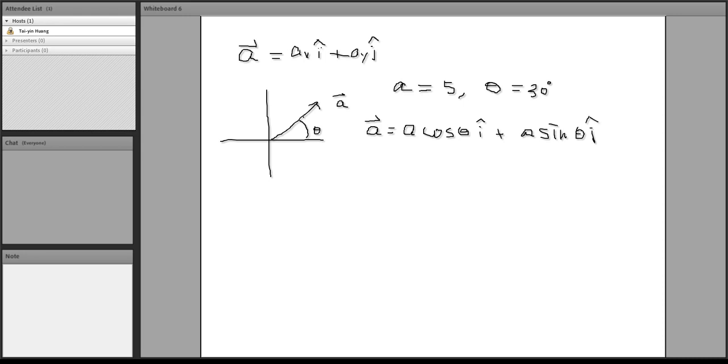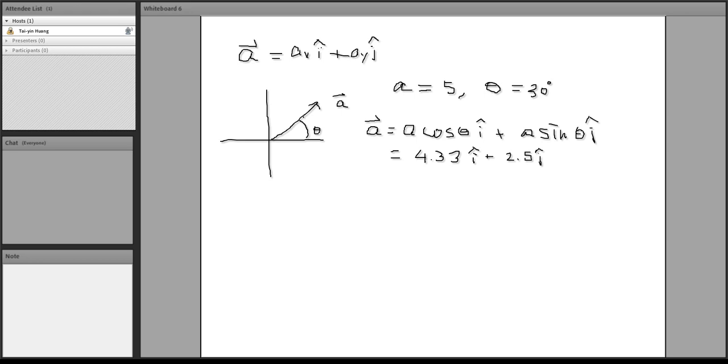When you plug in all the numbers, you have 5 times cosine 30 degrees i hat plus 5 times sine 30 degrees j hat. You should get 4.33 in the horizontal direction, i hat, and then plus 2.5 j hat, that's in the vertical direction. Okay, so this is when you have a vector that's pointing in the first quadrant.